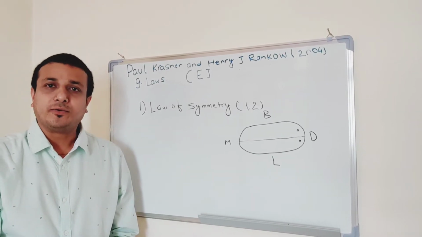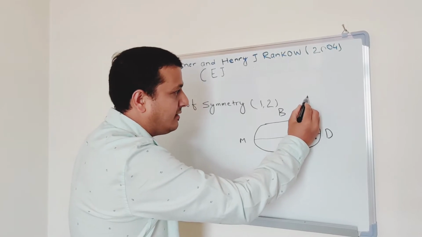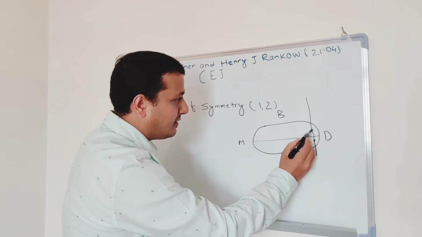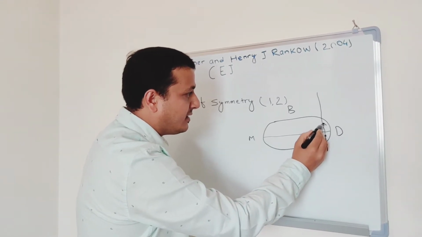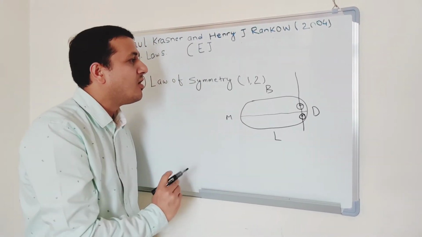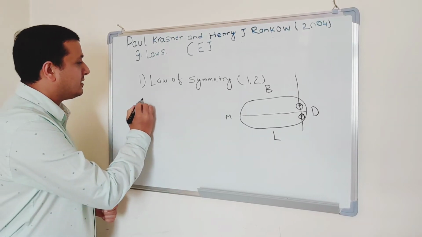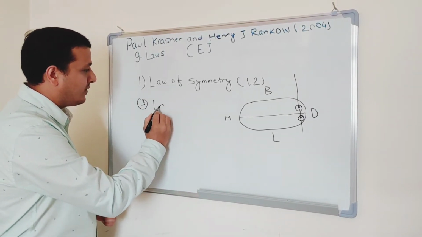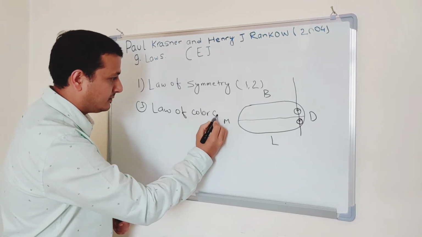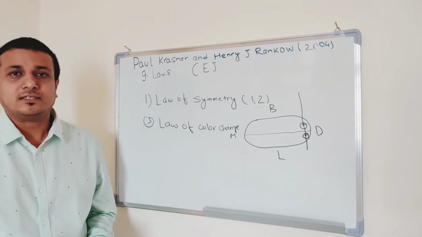Regarding the law of symmetry 2, there is a slight modification, that is when we draw a line perpendicular to the mesiodistal line, then the canal orifices will be presented on the perpendicular line. So that is the law of symmetry 2. Now there is the third law, the law of color change. So what is the law of color change?